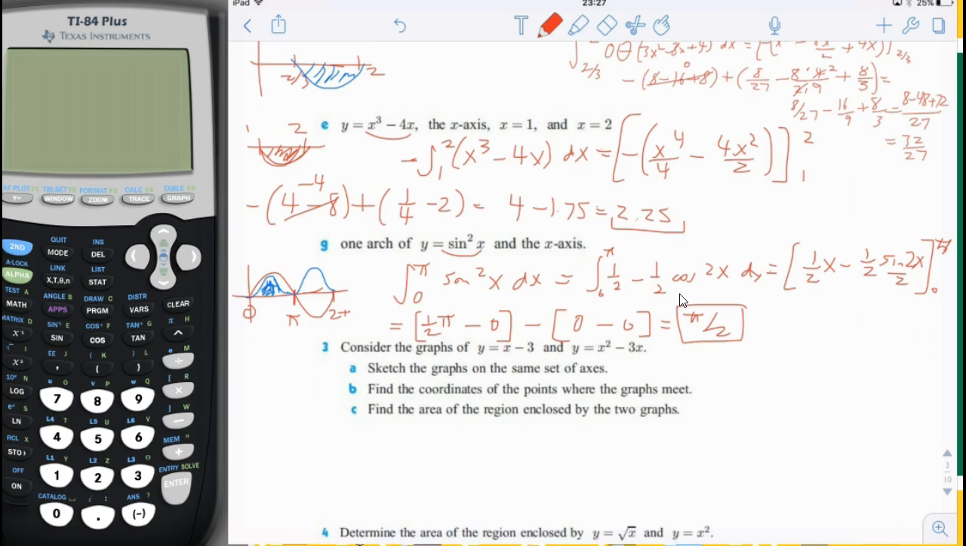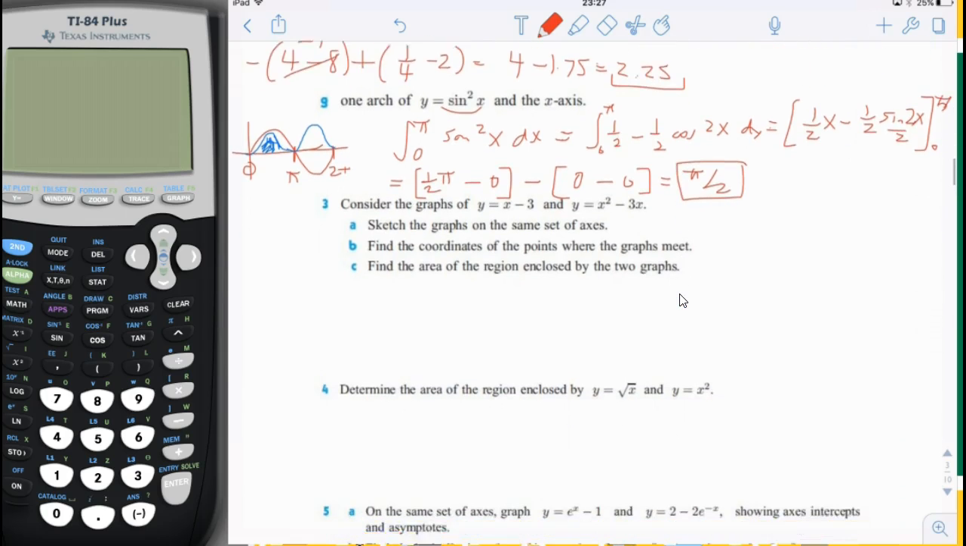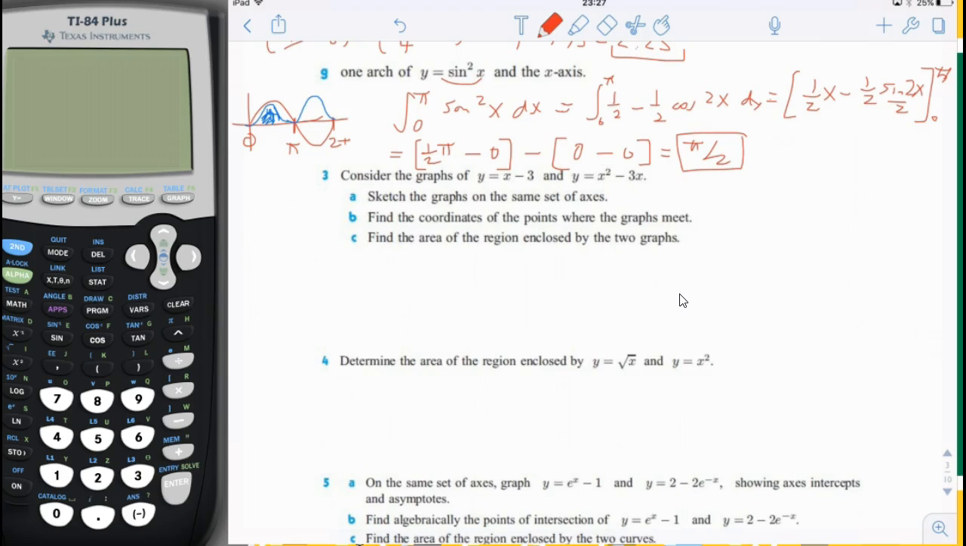Okay? All right. Number 3, consider the graphs y equals x minus 3 and y equals x squared minus 3x. Sketch the graphs on the same set of axes and find the coordinates of the points where the graphs meet. I'm really sorry I didn't give you graph paper on this. Let's sketch some graph paper here.